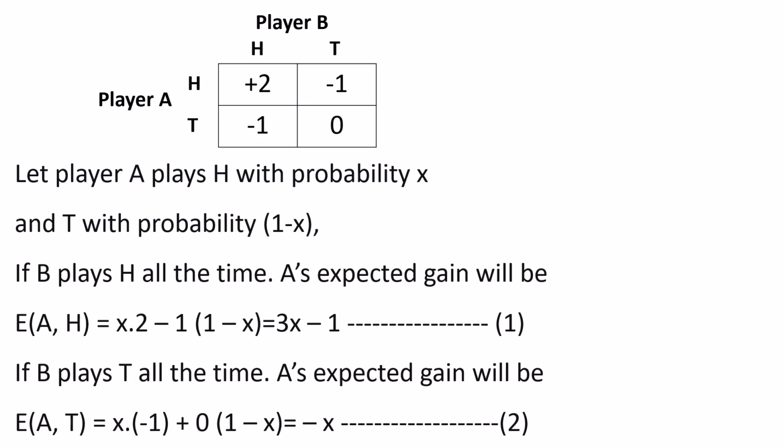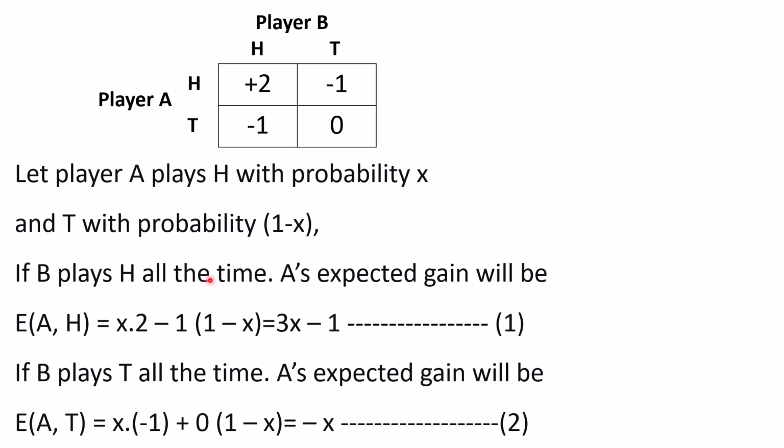Let us consider that player A plays H with probability X, then T with probability 1 minus X. So that means X is the probability when player A plays head, and then the probability for playing tail will become 1 minus X, because the total probability should be 1. So 1 minus X plus X becomes 1.